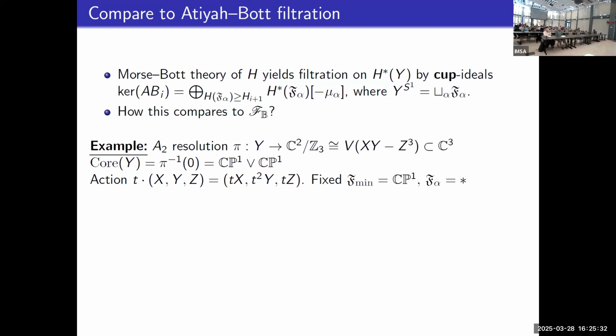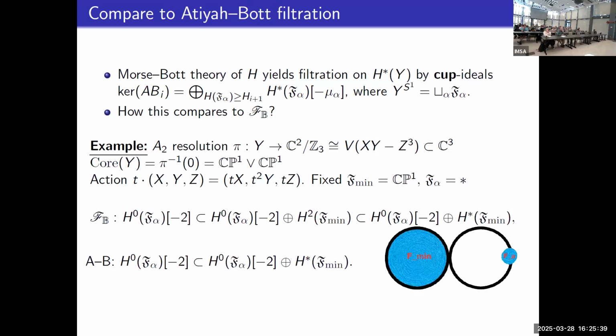For this action, the fixed locus of the core looks like one CP1 out of these two and the point of the other one. So this is the picture. These circles are CP1s, so S2s. What the Atiyah-Bott filtration would do is, as I said, this F alpha here, this point is a maximum of the moment map, so that's going to be the first filter piece. The F min, the whole CP1, is going to be the second filter piece.